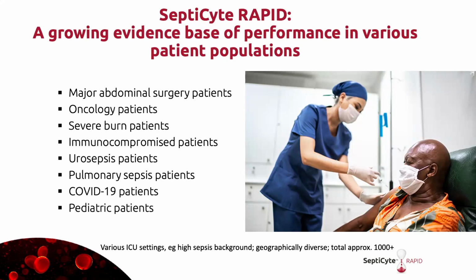Oncology and immunocompromised patients are two groups that obviously stand out with regards to the difficulty in making the diagnosis of sepsis. And 2 posters and a paper have been presented that show clear differentiation of sepsis from SIRS in patients who are immunocompromised or on anti-neoplastic medications with cancer patients.